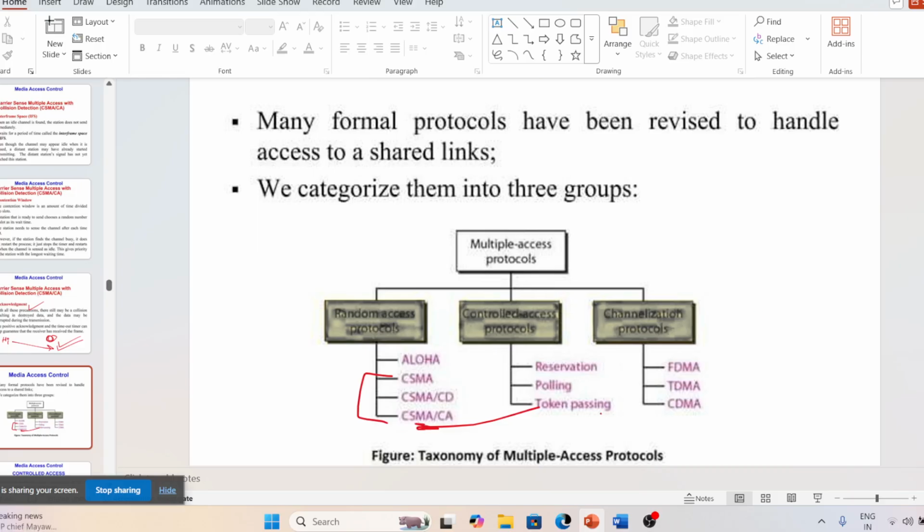Now we are having the control access protocol, and we are having the channelized protocol. So what is the working of the Aloha and slotted Aloha?